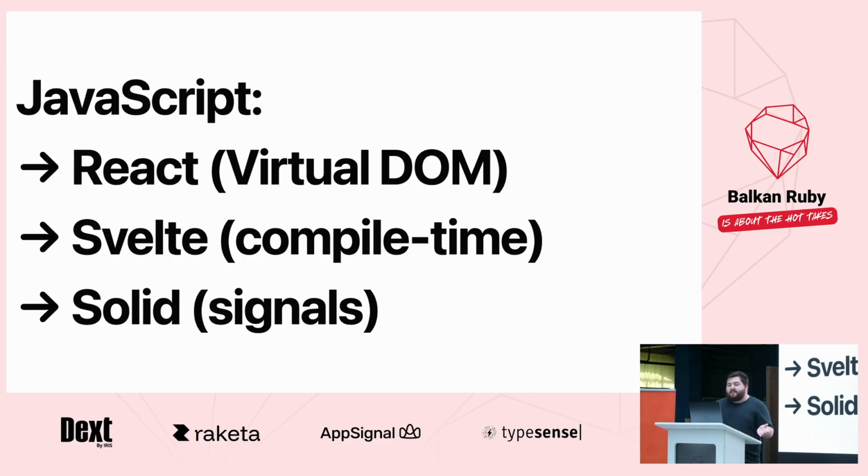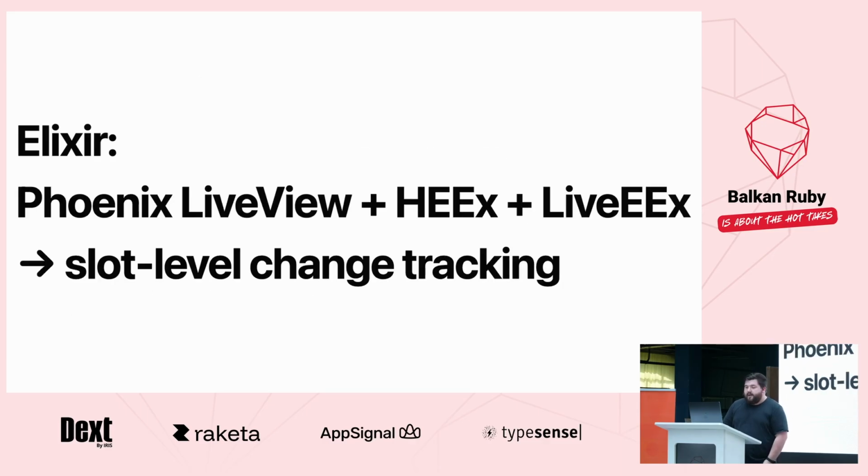Svelte has moved this whole analysis to compile time, so you don't have all the runtime overhead. And Solid took it a step further with fine-grained reactivity with the concept of signals. In Elixir, we got Phoenix LiveView and José Valim's HEEx and LiveEx, which is like the ERB templates and the compiler, which allow for compile-time change tracking, slot-level updates, and only send down the wire the values that actually changed. So this is kind of the gold standard for server-side reactivity today.